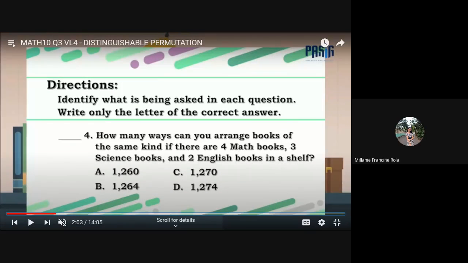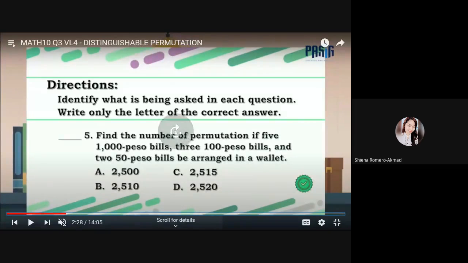4 po. So we have 4 factorial times 3 factorial times 2 factorial, and that is equal to 1,260. Kung wala kayong calculator, ang gawin nyo na lang, kunin nyo muna yung mga values ng each factorial, saka kayo mag-divide, saka kayo mag-multiply, saka kayo mag-divide. Okay? Kung wala talaga. Number 5.